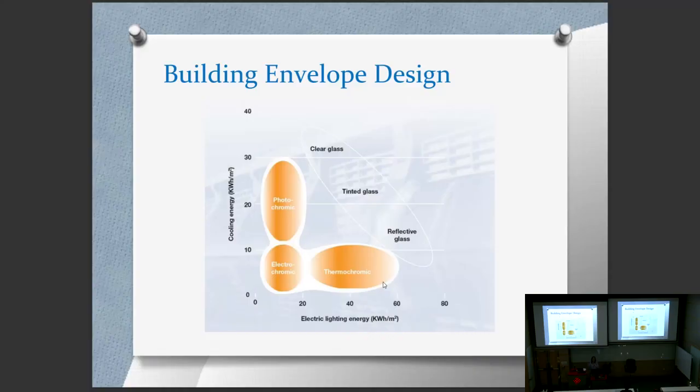And for thermochromic, just the other way around. Instead of blocking daylight, it aims to block the infrared radiation, and infrared radiation would be thermal heat gain. But blocking the infrared may also block the visible light at the same time. Anyway, just a diagram explaining different kinds of facade.